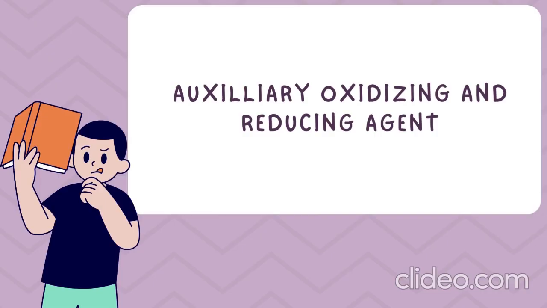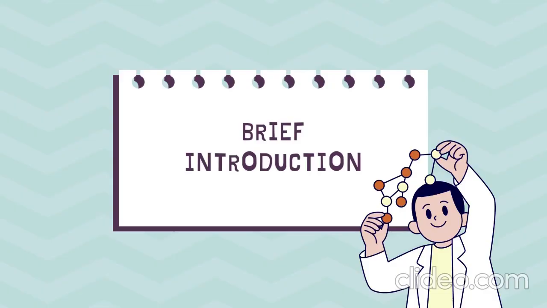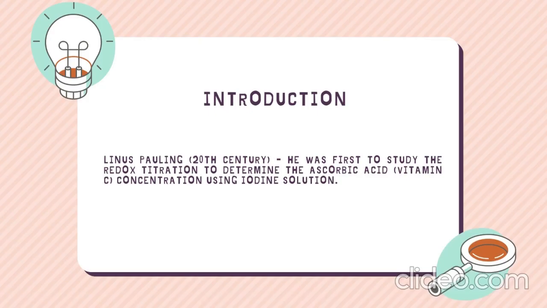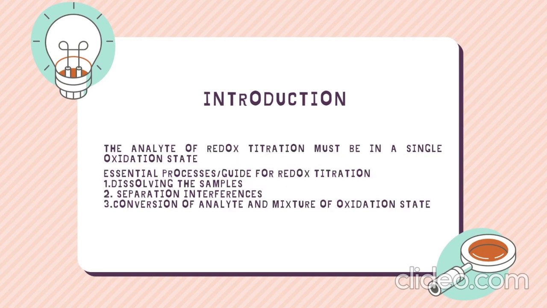The next report is all about the auxiliary oxidizing and reducing agents. For a brief introduction, Linus Pauling in the 20th century was first to study redox titration to determine the ascorbic acid concentration using iodine solution. The analyte of a redox titration must be in a single oxidation state. So these are the essential process or guide for the redox titration.